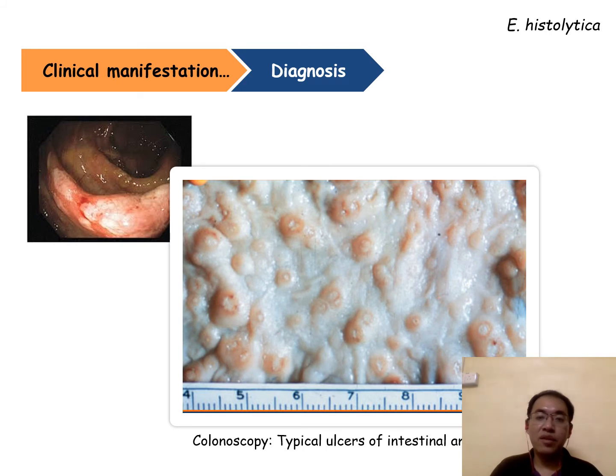The examination of the intestine can be performed using colonoscopy. A camera will be inserted into the body through the anus. The camera is usually equipped with the ability to collect biopsy as well. This figure shows the ulcer in the colon area.